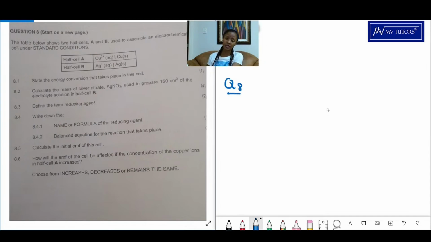Guys, the moment you hear standard conditions, you must remember that the pressure, if you are dealing with pressure, will be 1 atmosphere. The concentration will be 1 mole per cubic decimeter, and the temperature will be 25 degrees Celsius.